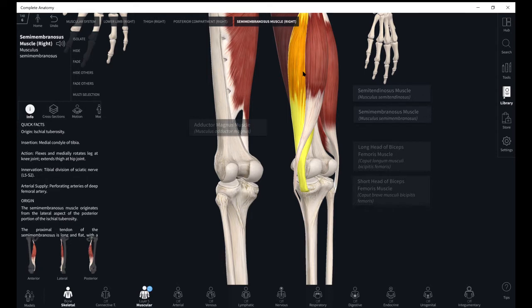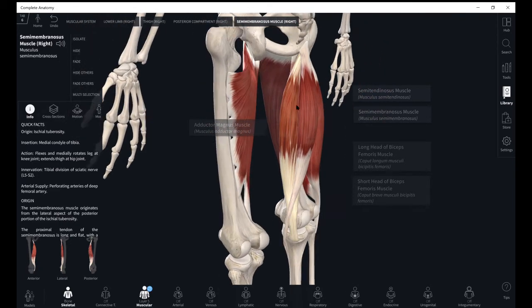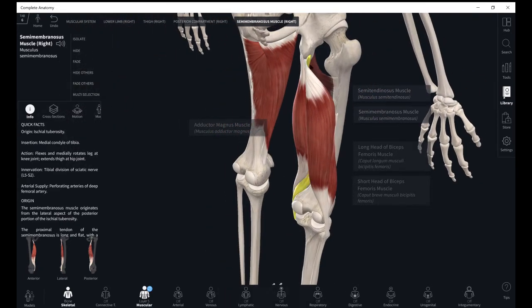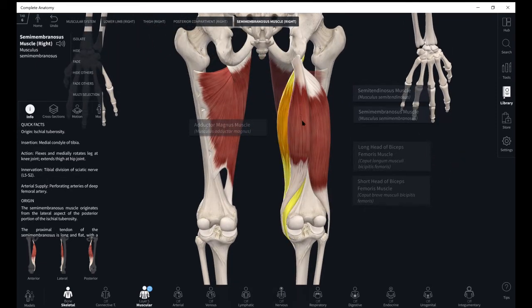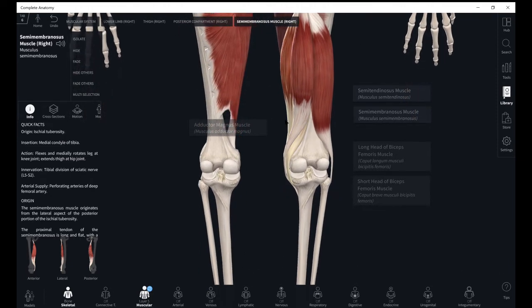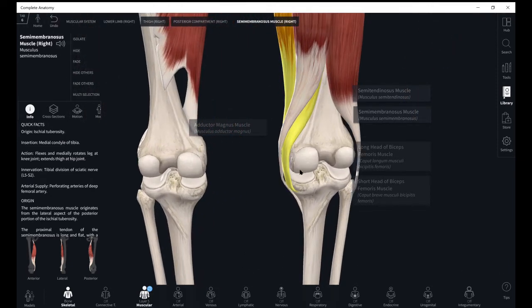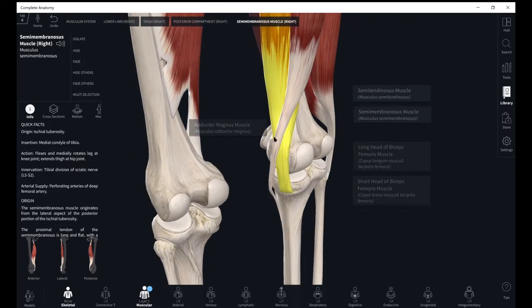So its origin, again, is the ischial tuberosity. It actually will insert more laterally and anteriorly than does semitendinosus. Its insertion is the medial condyle of the tibia, so it's going to have a further posterior trajectory at the joint line than does semitendinosus. Its action is flexing and medially rotating the leg at the knee joint, and it extends the thigh at the hip joint. It's innervated L5, S1, S2.